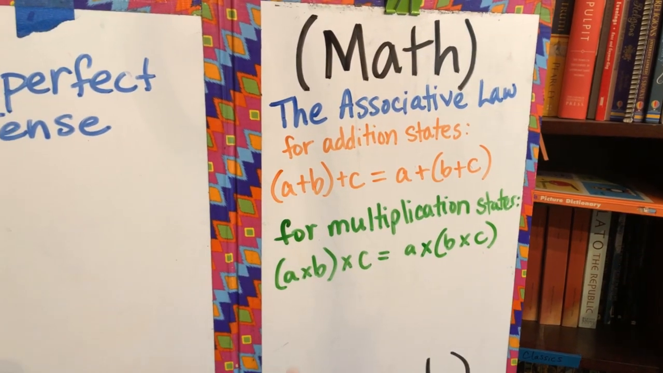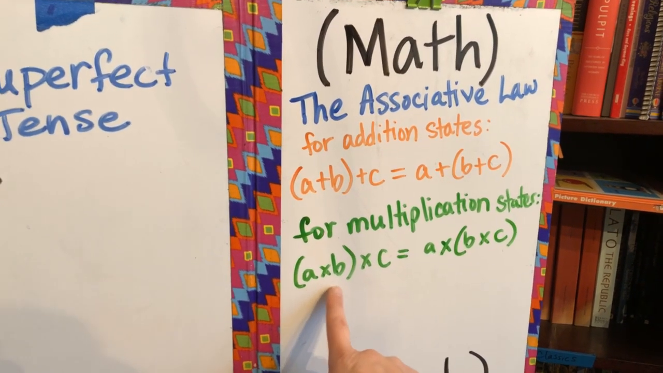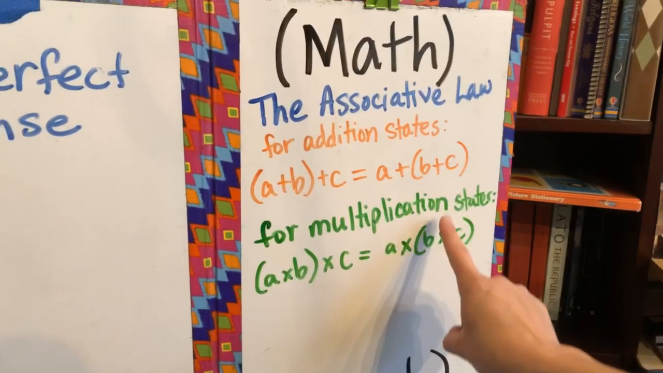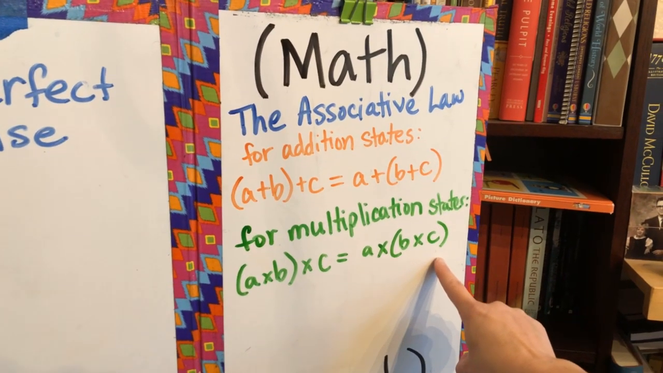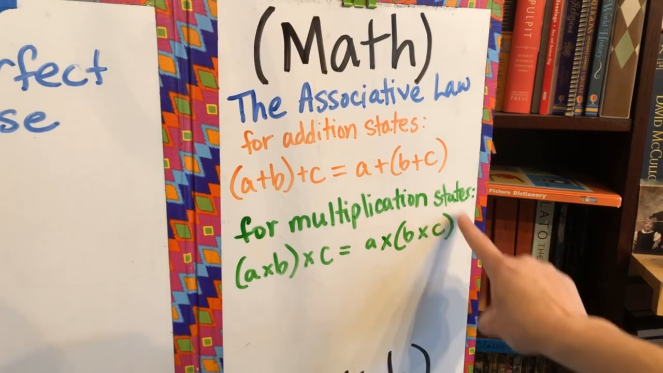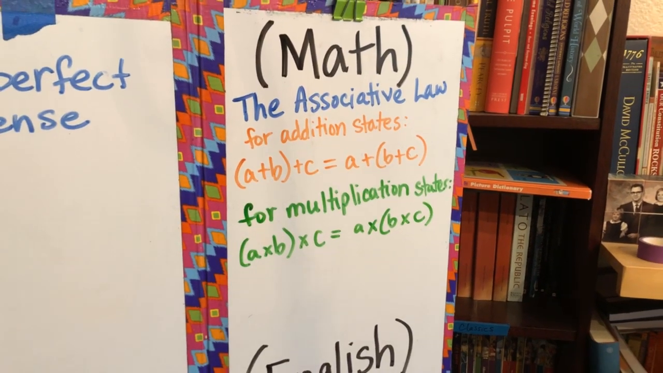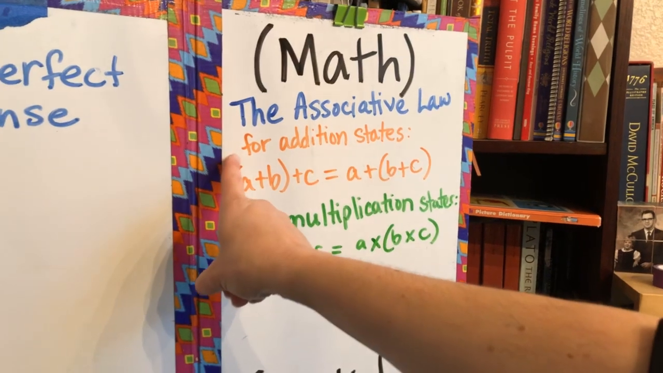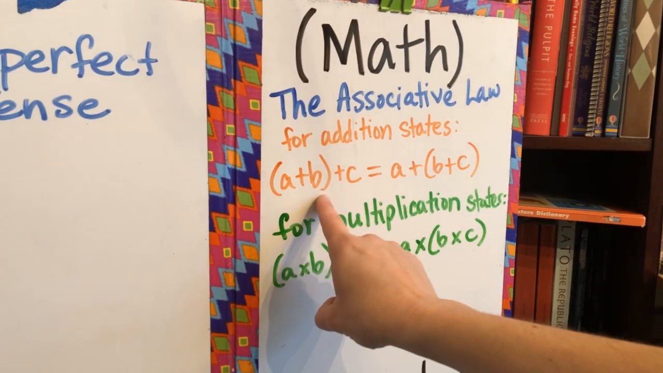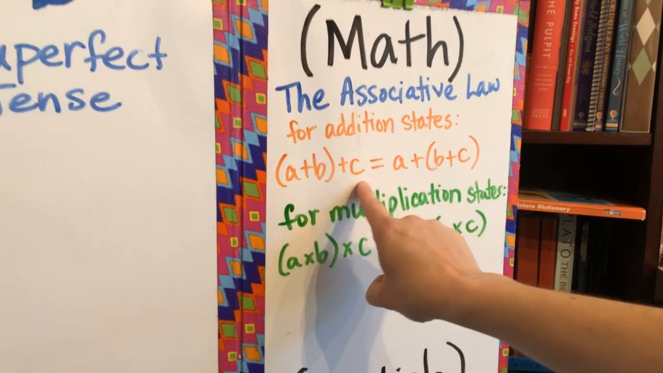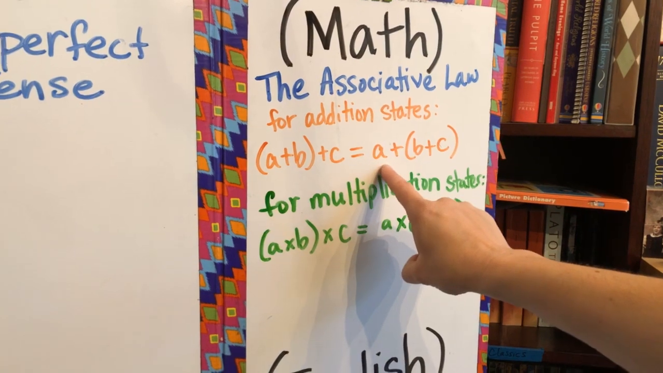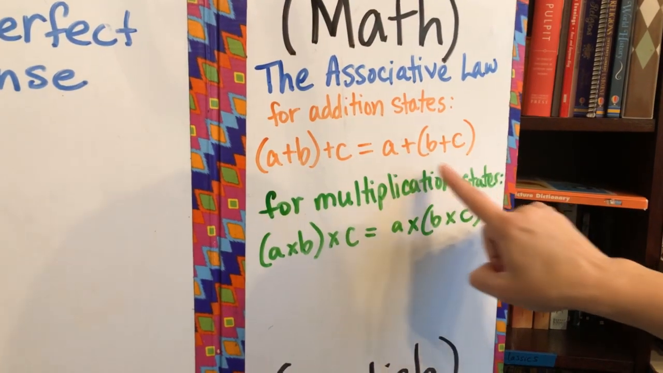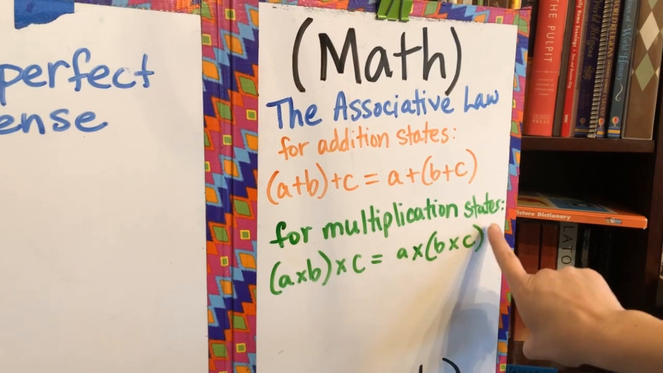For multiplication, it states opening parentheses, A times B, closing parentheses, times C equals A times opening parentheses, B times C, closing parentheses. The reason I want you to look at these is to see that if you write it, it's actually easier than saying it. So where the parentheses are here, it's around A and B. And then C is all by itself. But it equals, or is the same as, A all by itself plus, and then in parentheses, B plus C.